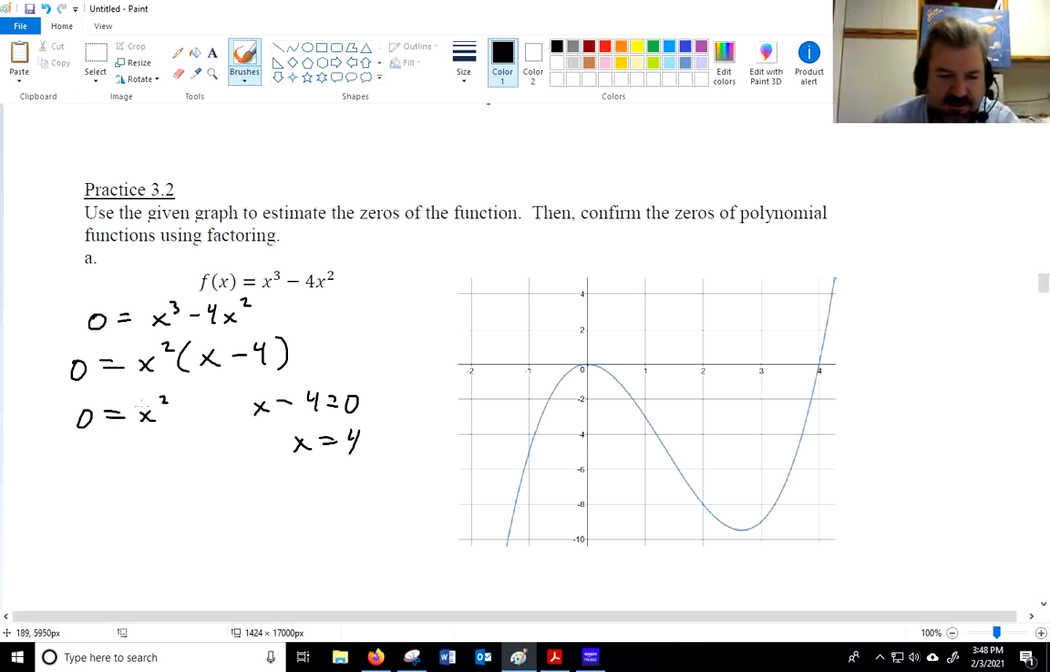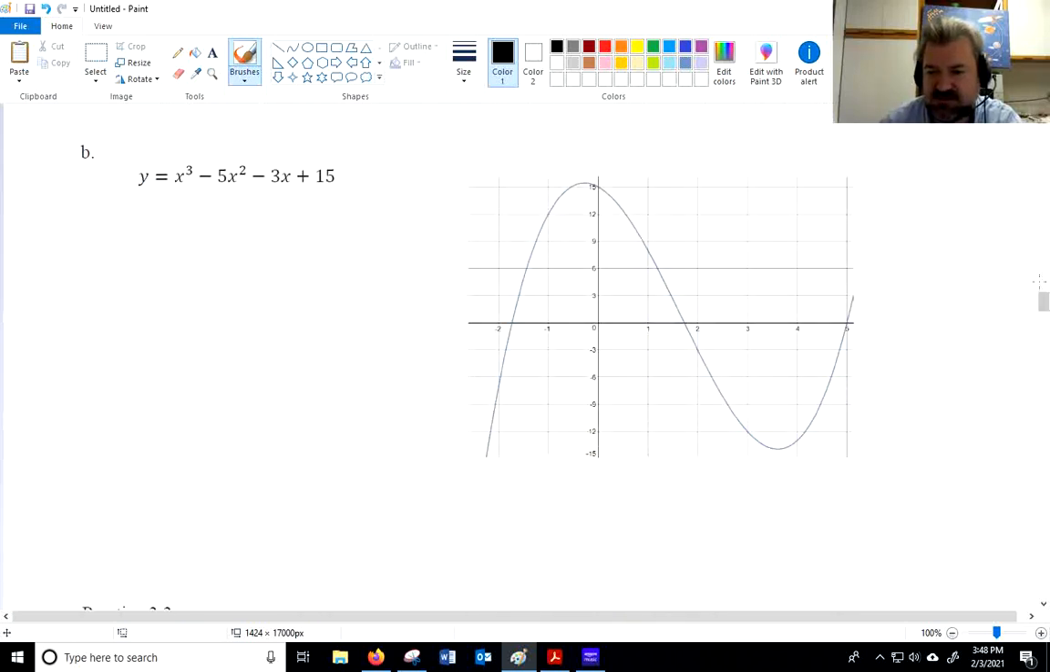And then here, I could take the square root of each side, but it's plus or minus the square root of 0. Well, the square root of 0 is 0. Plus 0 minus 0, it's still just 0. So 0 and 4. So we were right on that one. Next one's probably not as easy. 5, maybe. I'm not sure about these. I'm not sure. Let's find out.